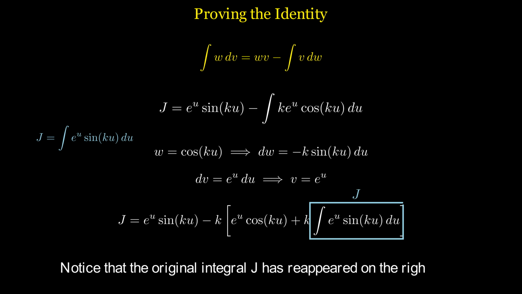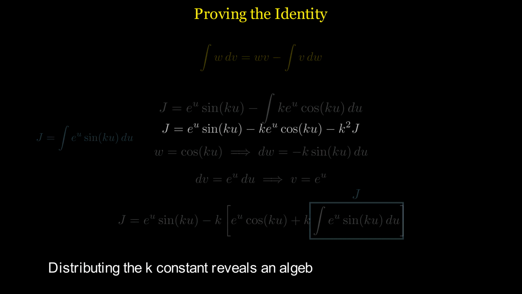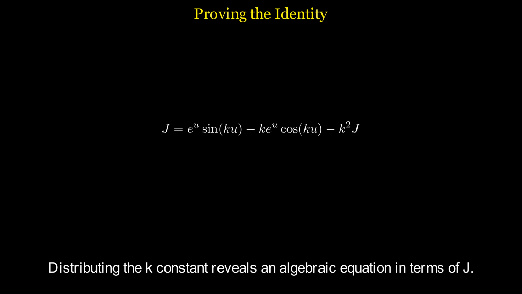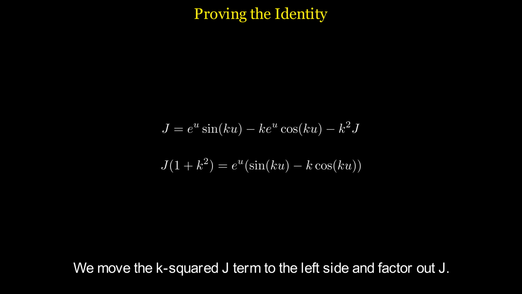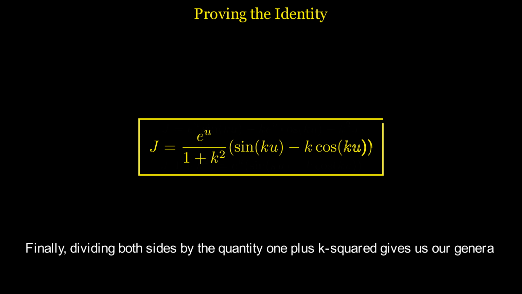Notice that the original integral j has reappeared on the right side. Distributing the k constant reveals an algebraic equation in terms of j. We move the k squared j term to the left side and factor out j. Finally, dividing both sides by the quantity 1 plus k squared gives us our general identity.